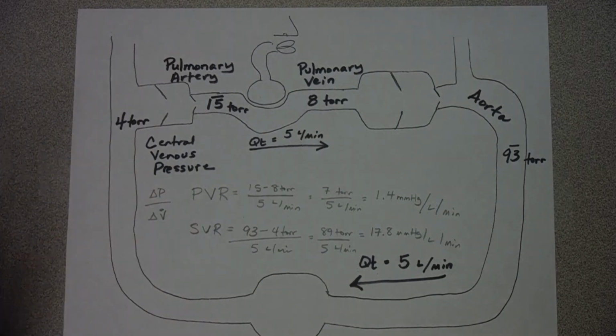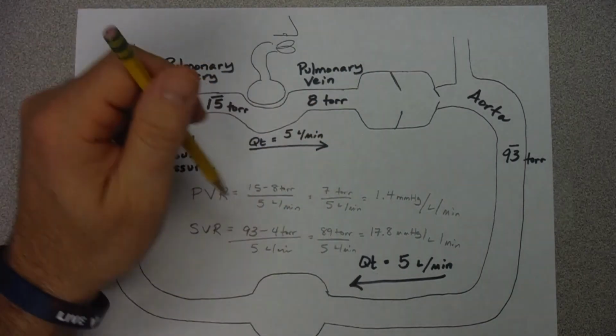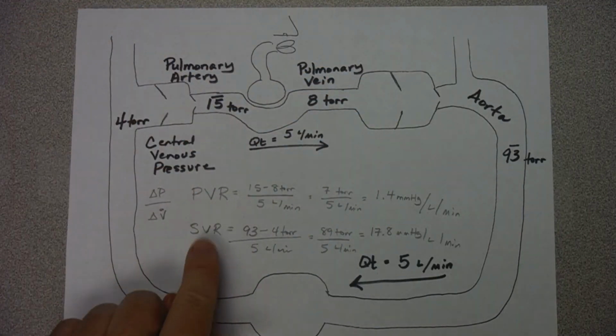So please know how to do the calculation, know how to perform it. What we'll talk about later subsequently will be how changes within the hemodynamic loop will cause changes in vascular resistance.